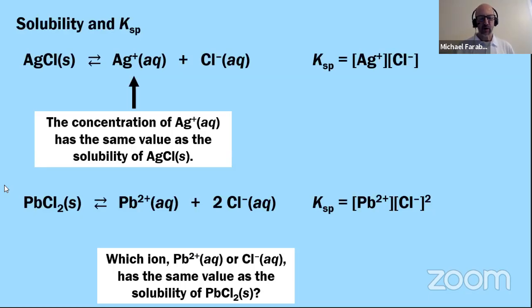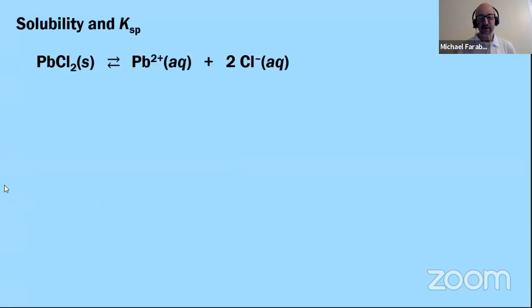Hopefully you can recognize we are looking for a 1-to-1 mole ratio between the formula of the solid and the ion. So it's going to be the lead, not the chlorine, that would tell us the concentration is going to be the solubility. There's a slightly different way of solving this problem, because we cannot say it's X and X. For every 1 mole of lead that is produced in this dissolution, you get twice as much chloride. For the concentration of chloride, it has to be twice as much.